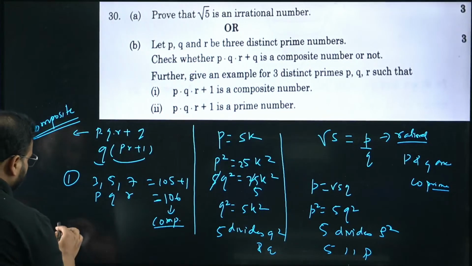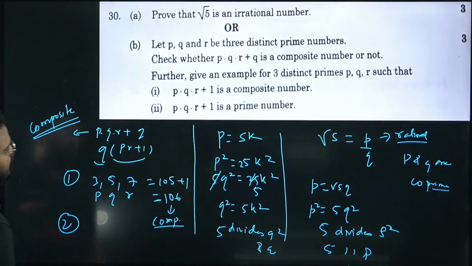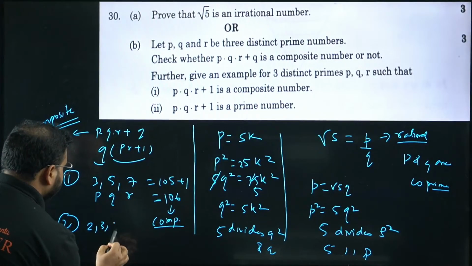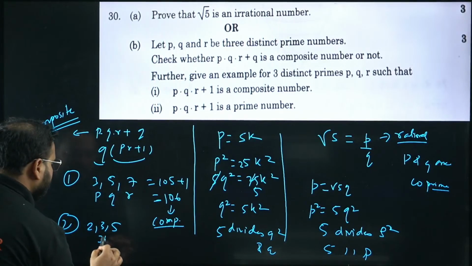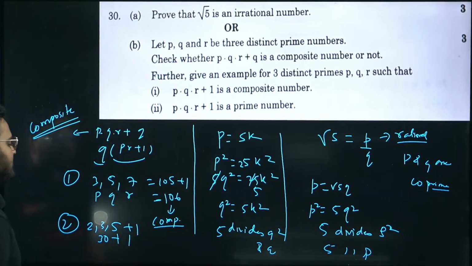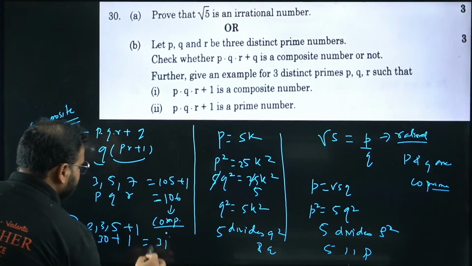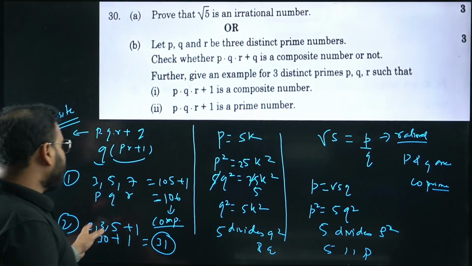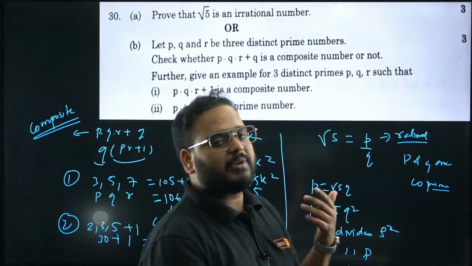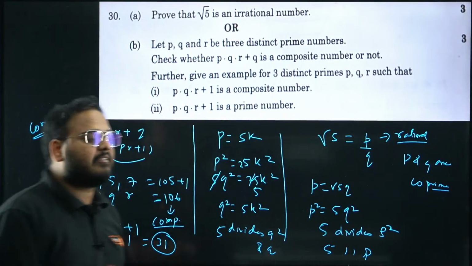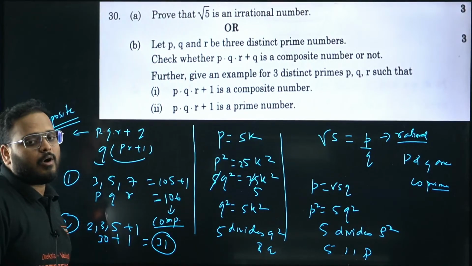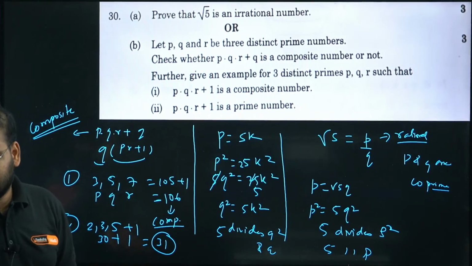Okay, so part 2 if I'm looking at, I can take 2, 3, 5. Multiply this. 2 into 3 is 6 into 5 is 30 plus 1 if I take, I get this as 31, which is a prime number. Please check. If I take PQR as 235, I end up with a prime number from this result, and if I take PQR as 357, I get 106, which is a composite number. This is clear. Please check.